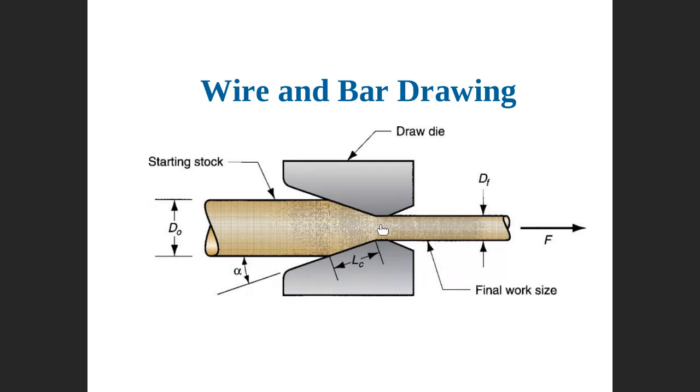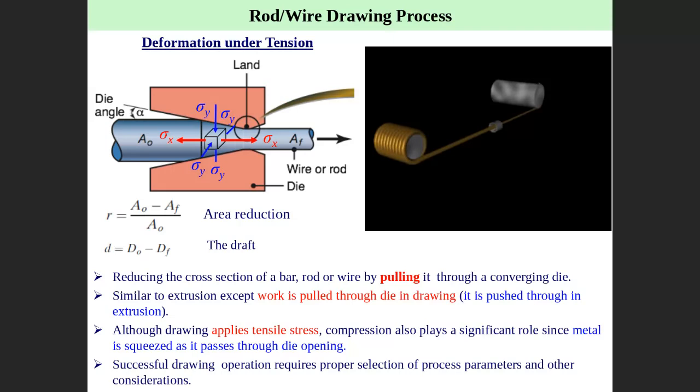Wire drawing is different from extrusion. There is no pressure but tensile stress. We're pulling the material, so we apply tensile stress to draw the wire. It is cylindrical in shape initially and finally also cylindrical. Because it is a wire, we pull the wire to shape the wire.